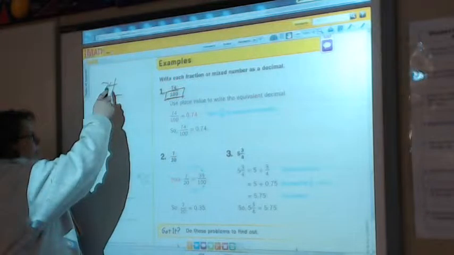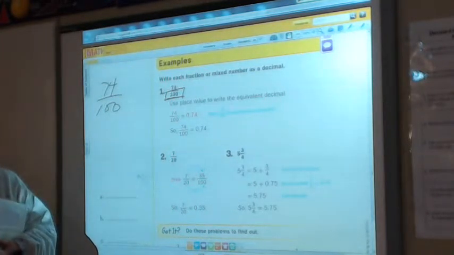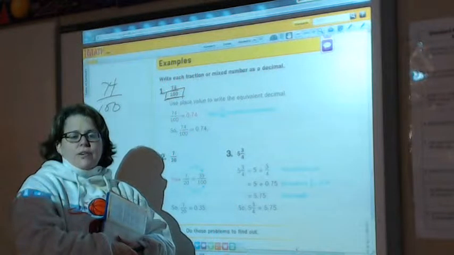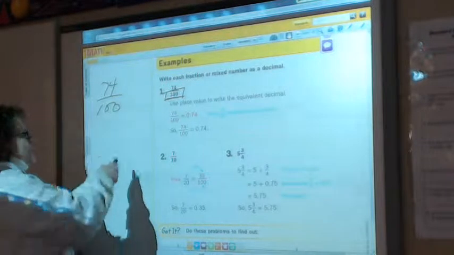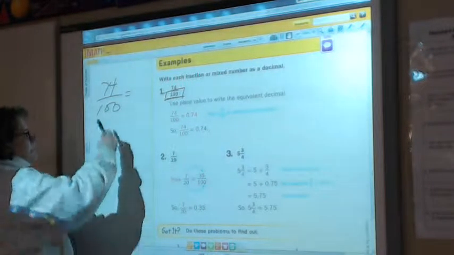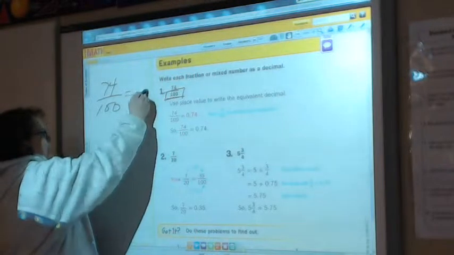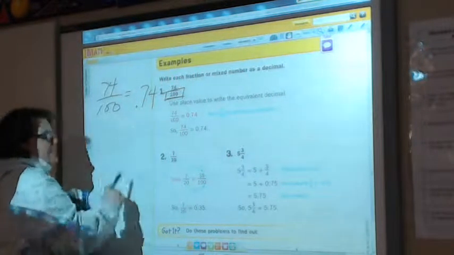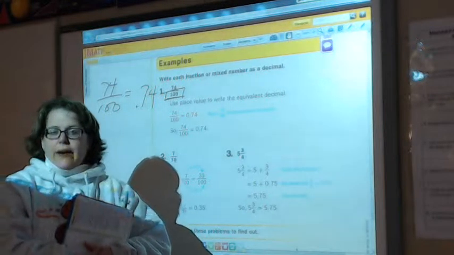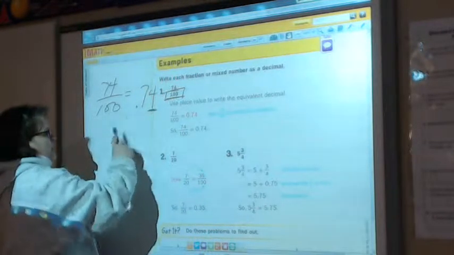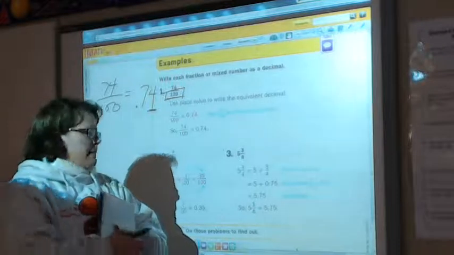So this example, 74 over 100, does already have a denominator of 100. So you can then change this easily into the decimal because it's 74 hundredths. We know that that is 0.74 because that is 74 hundredths, okay? Because this is in the hundredths place. That's where that place value chart comes in.